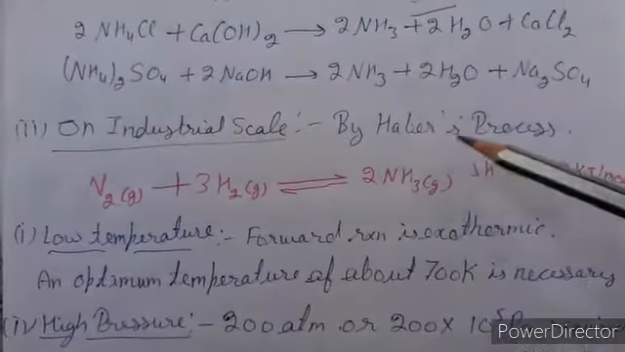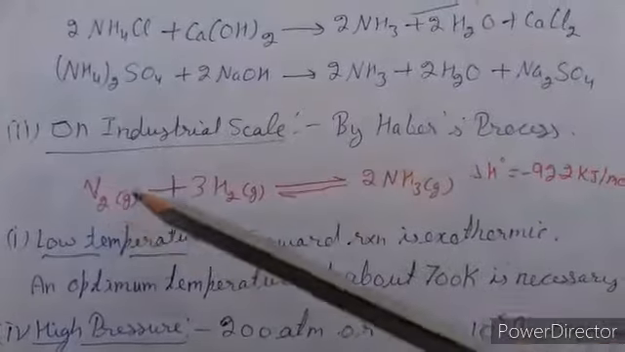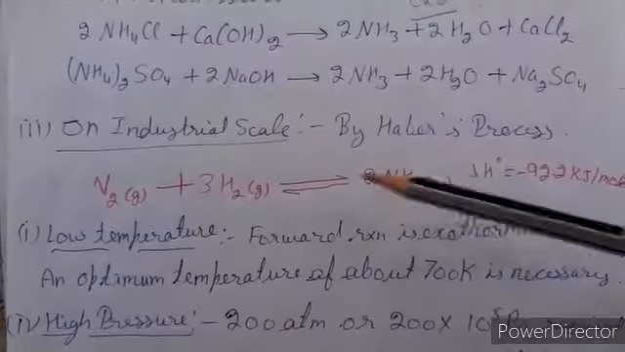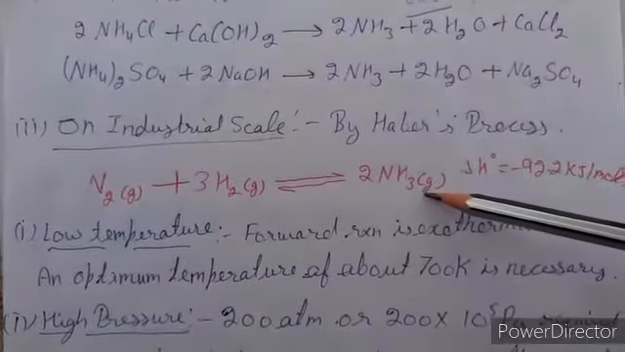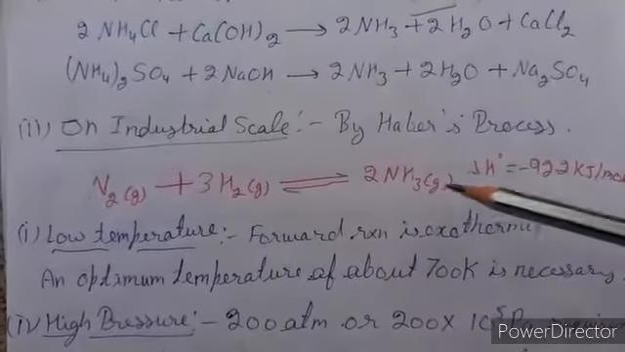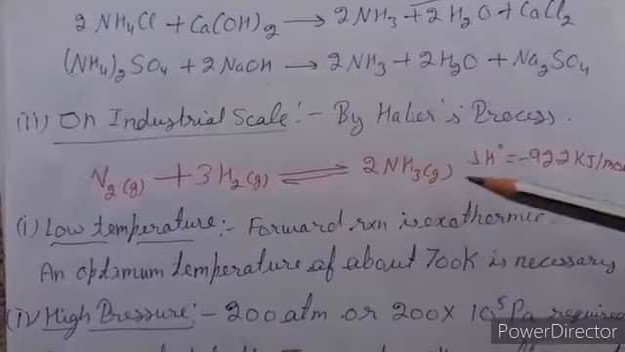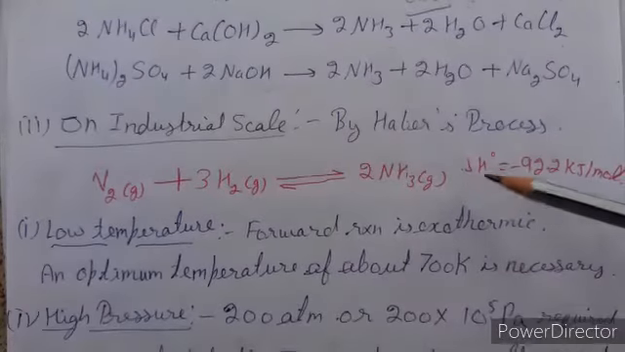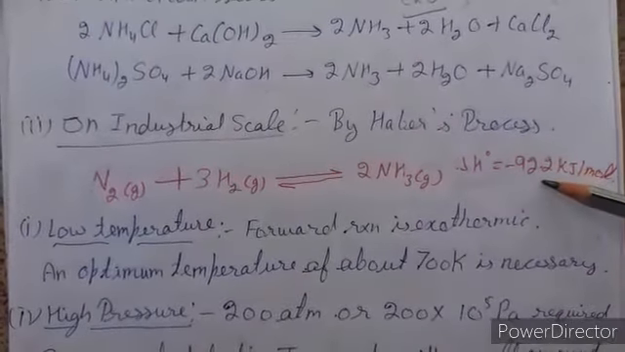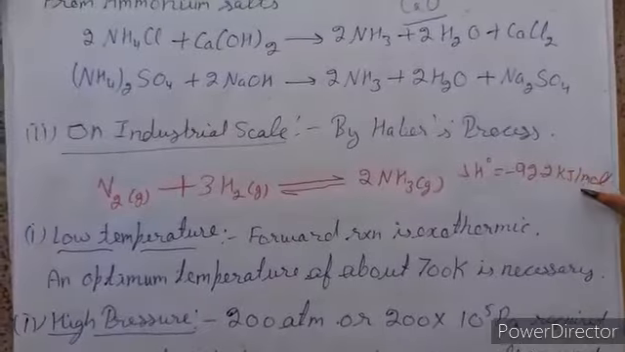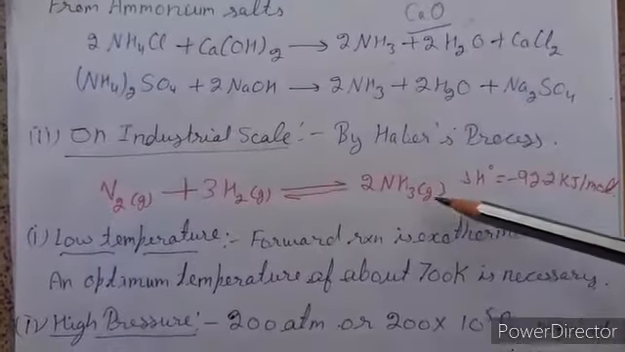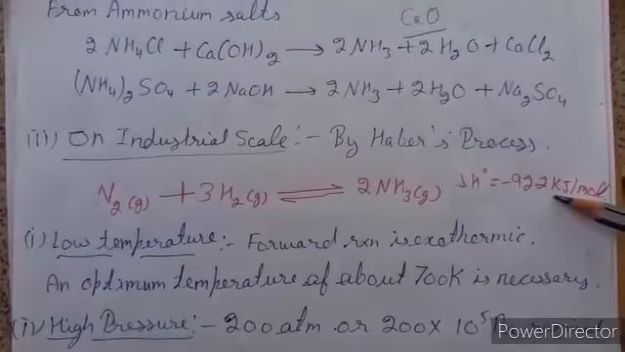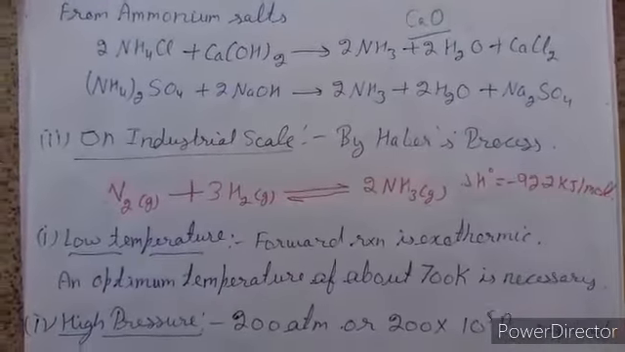The process is the Haber process. When we react 1 molecule of nitrogen and 3 molecules of hydrogen, this reaction is reversible in nature and it will give 2 molecules of ammonia. In the production of 2 molecules of ammonia, there will be a release of enthalpy, because this reaction is exothermic. So the enthalpy of formation is minus 92.2 kilojoule per mole for 2 molecules. For 1 molecule, half of this enthalpy, that is minus 46.1 kilojoule per mole.